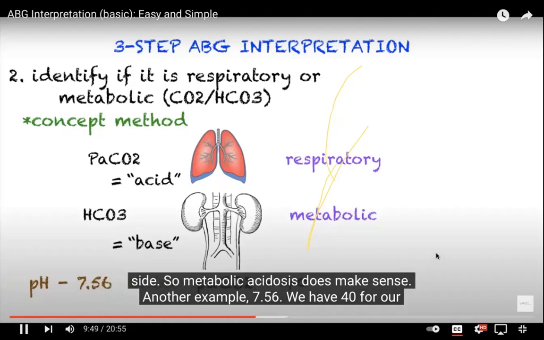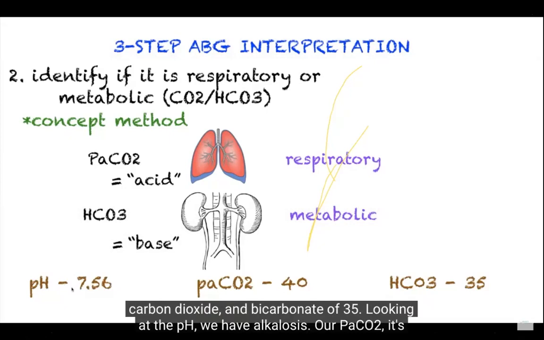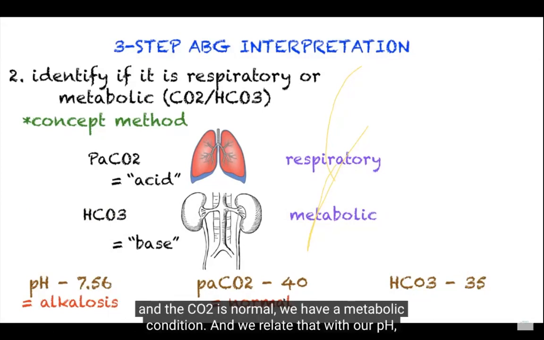7.56, we have 44 carbon dioxide and bicarbonate of 35. Looking at the pH, we have alkalosis. Our PaCO2 is normal. Our normal is 35 to 45. And our bicarbonate is 35. Since our abnormal is bicarbonate and the CO2 is normal, we have a metabolic condition.